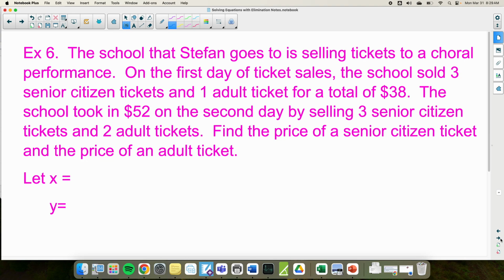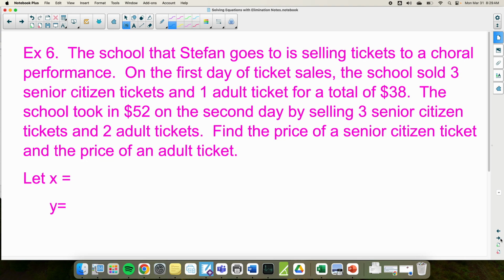Alright, the school that Stefan goes to is selling tickets to a choral performance. On the first day of ticket sales, the school sold 3 senior citizen tickets and 1 adult ticket for a total of $38. The school took in $52 on the second day by selling 3 senior citizen tickets and 2 adult tickets. Find the price of a senior citizen ticket and the price of an adult ticket.